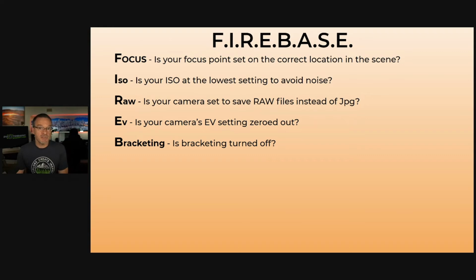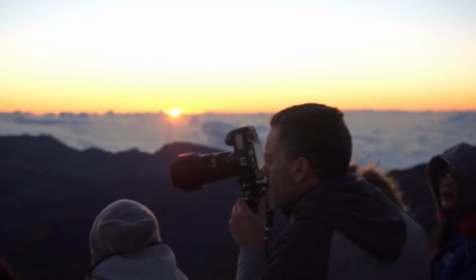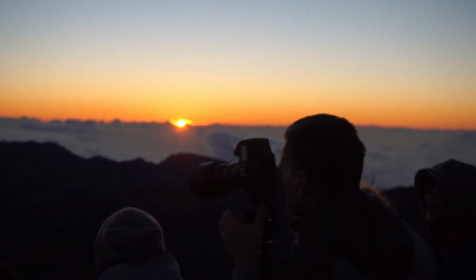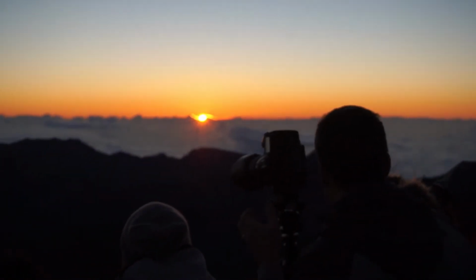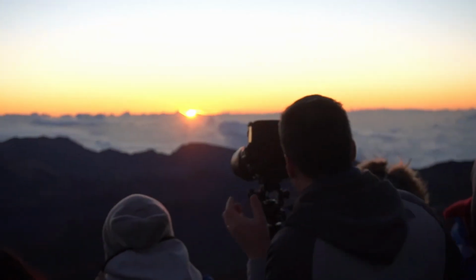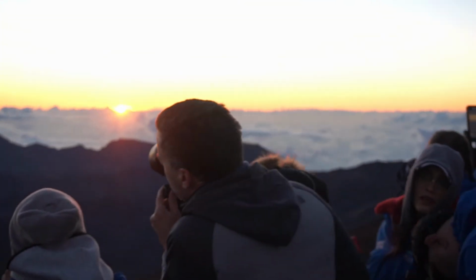You may wish to use bracketing if you're taking a photo where you have a really, really bright sky and a really, really dark foreground, like a canyon, a sunset over a canyon. And this is where you can use bracketing. So take control. Is bracketing on or off?